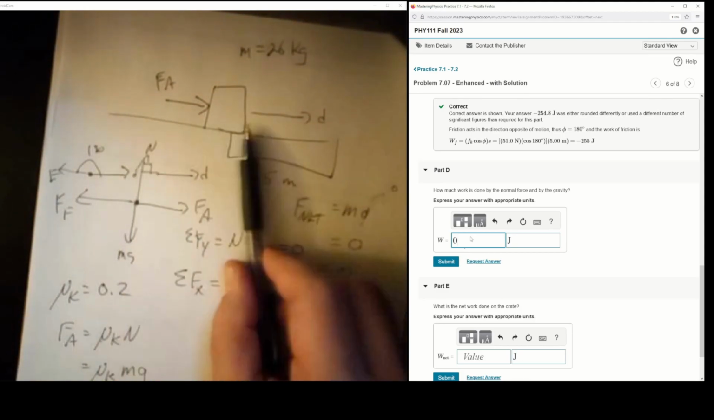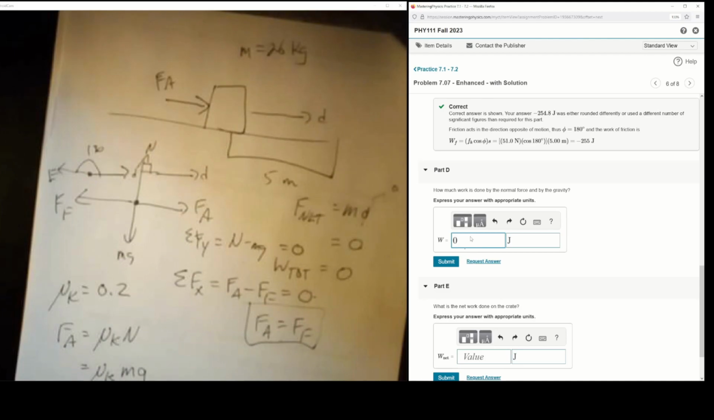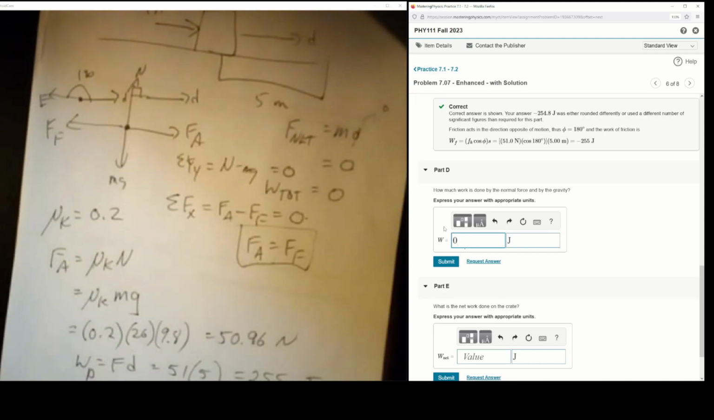If you push up, then something's going to move up. If you push up, you're not going to get something moving to the right. So pushing up adds no energy to the motion to the right. So we'll get 0 there.